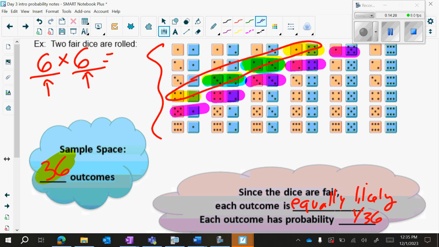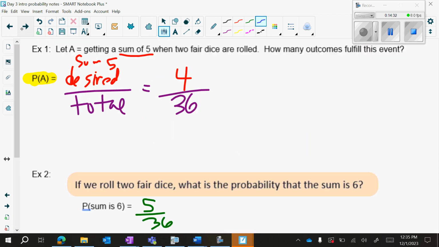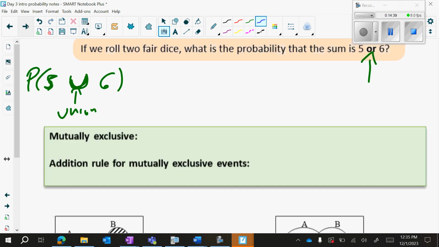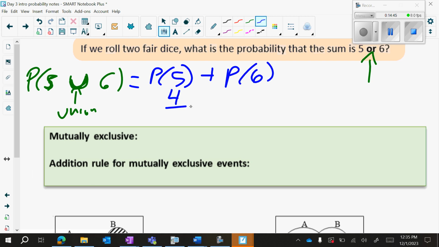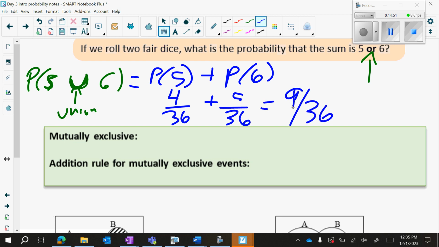And the probability of getting a 6 was 5 out of 36. So all we have to do is add 4 over 36 plus 5 over 36. It's going to be the probability of a 5 plus the probability of a 6. So 4 over 36 plus 5 over 36 equals 9 over 36. And that is called union. So if you ever see the word "or," it means add.